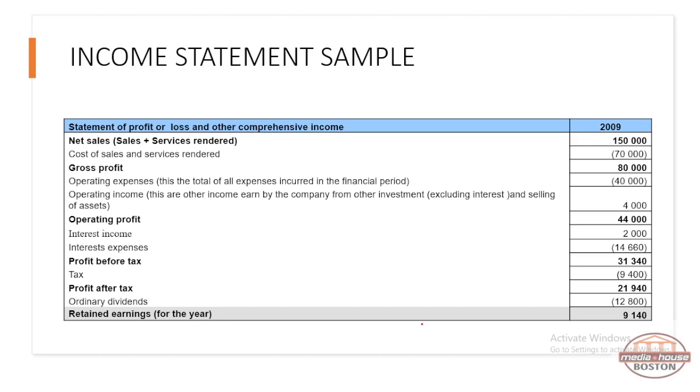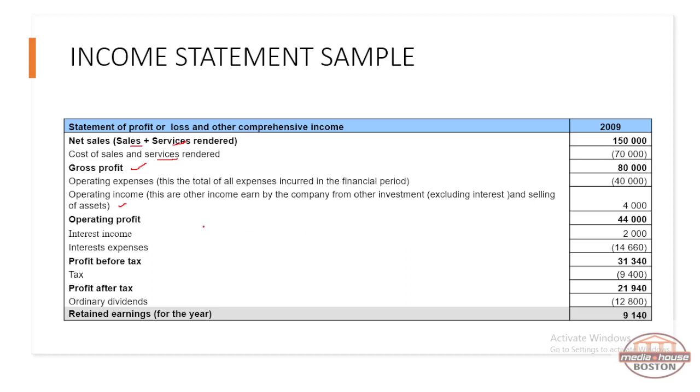And here we've got a sample of an income statement, where you have your net sales representing your sales plus services rendered, and here you have your cost of sales and cost of services rendered. When we subtract the two, we have our gross profit, and from gross profit we subtract the operating expenses and add operating income. This is other income earned by the company from other investments, excluding interest and selling of assets.